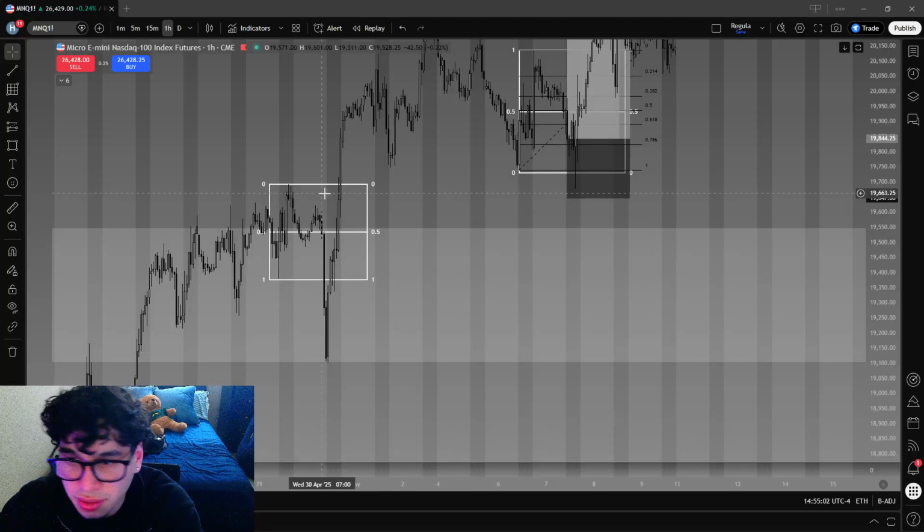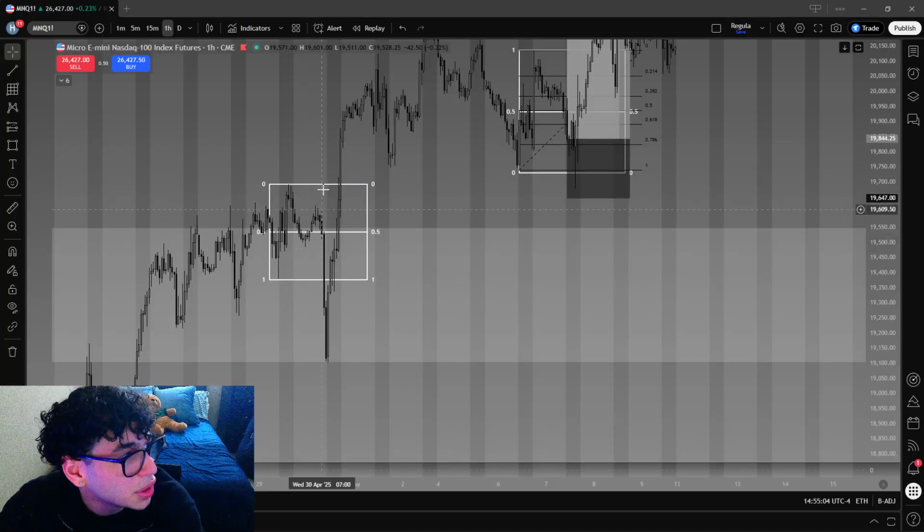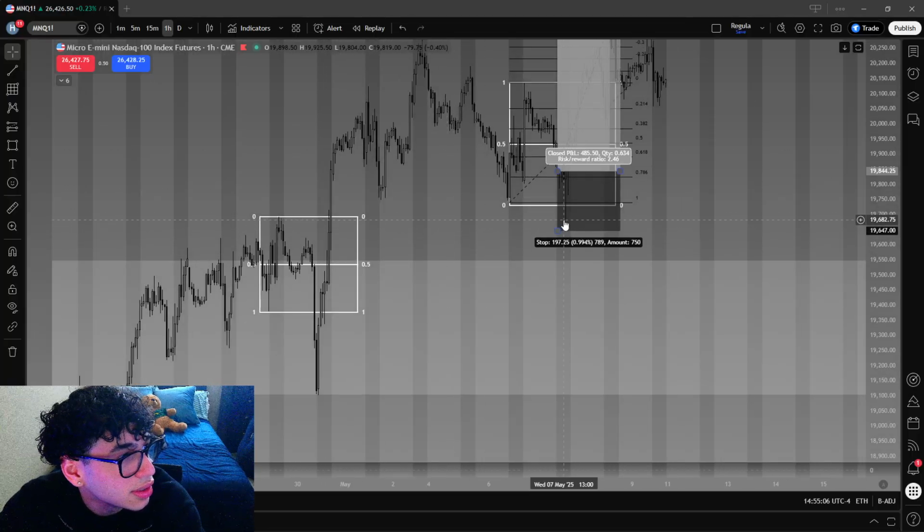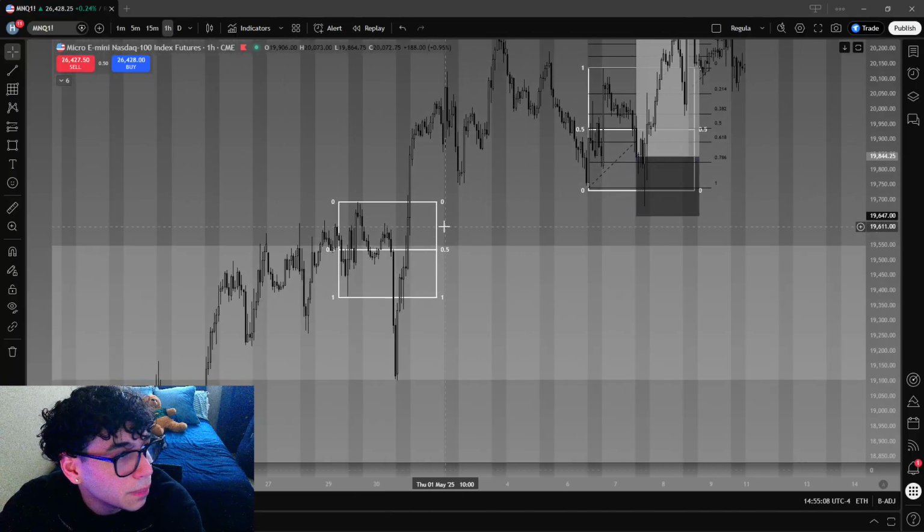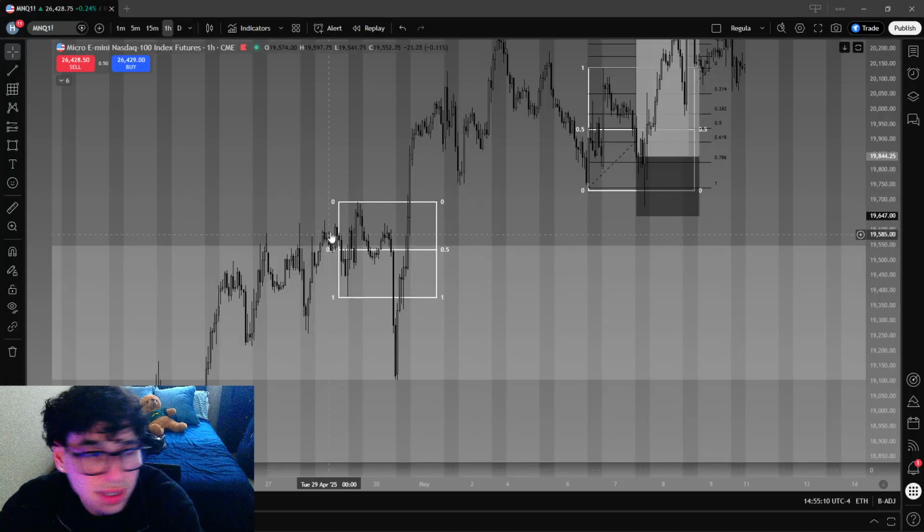This is a better example because price didn't really push up past it like this one did. You see this candle here. But yeah, this essentially just shows you when price is at a discount and you can get a cleaner entry for more profit.